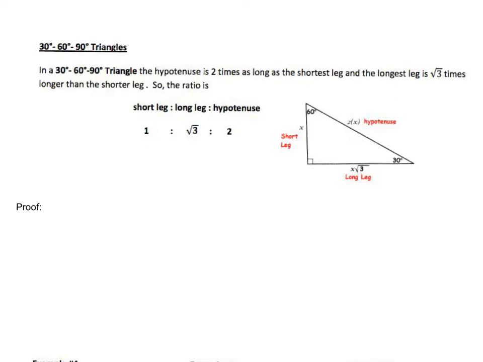The reason why the 30-60-90 is more difficult is because the relationships aren't as nice, because before we just knew the legs were the same. In this case, the shorter leg is always opposite the 30-degree angle, and the longer leg is always opposite the 60-degree angle. And then the hypotenuse is 2 times x.